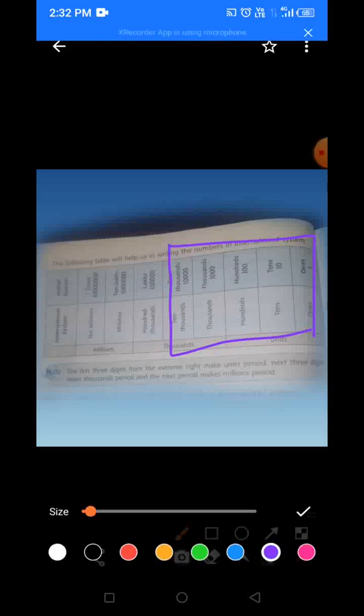So children, look here. Again we will see up to 10,000. This is same. Then we will see, look here, lakh becomes 100,000. Then you see 10 lakhs becomes million. And then 1 crore becomes 10 million. Yes or no? Yes.